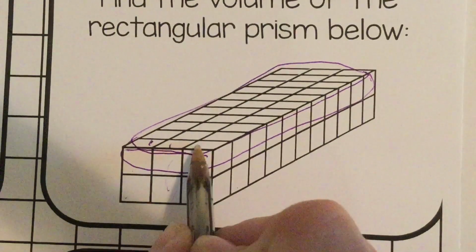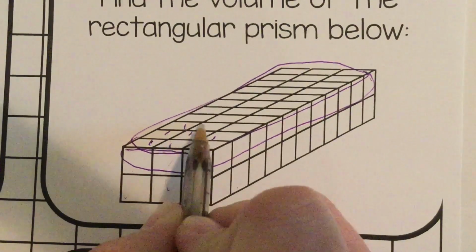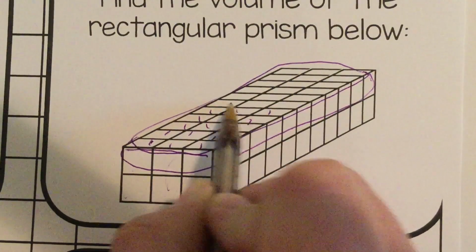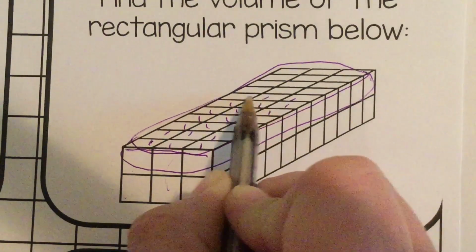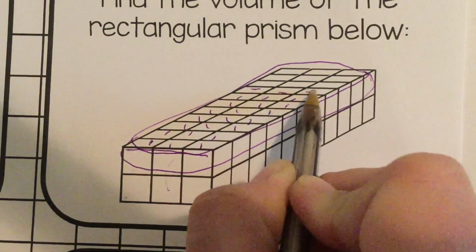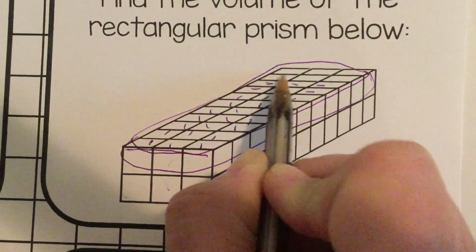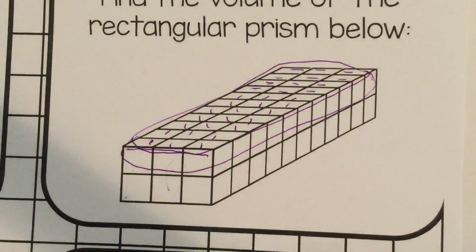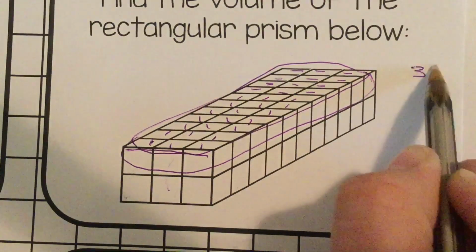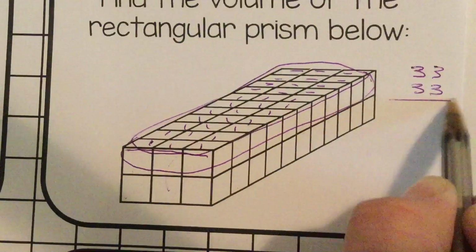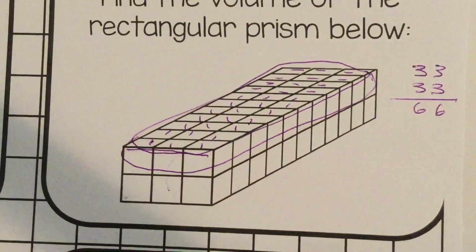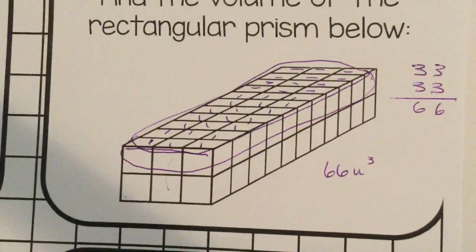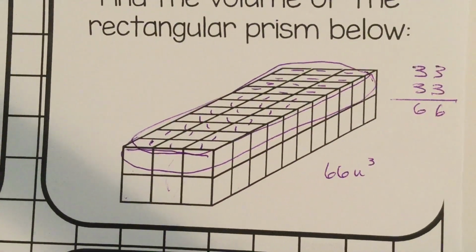So I'm going to say 1, 2, 3, 4, 5, and so on, up to 33. So there's 33 in the first layer and 33 in the second layer, making 66 unit cubes. And so all you're doing is you're counting the cubes.